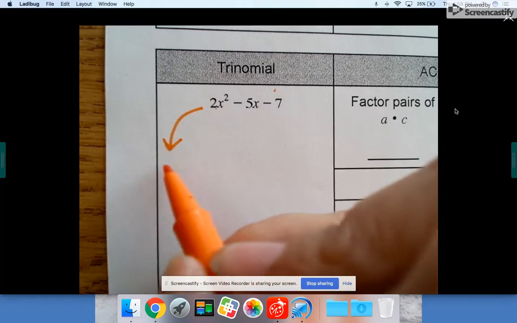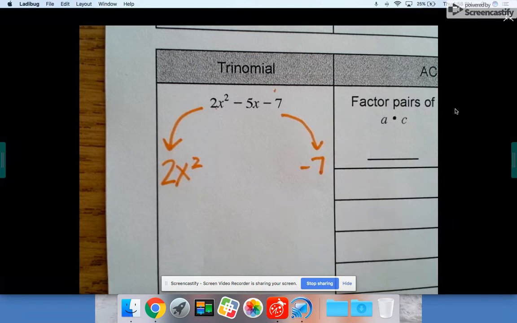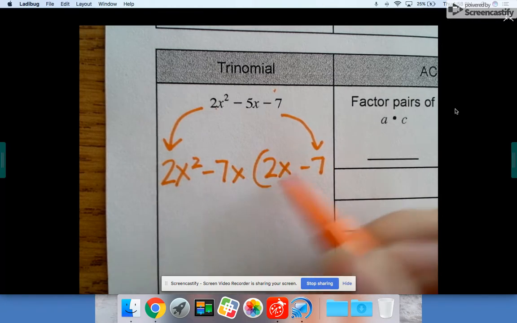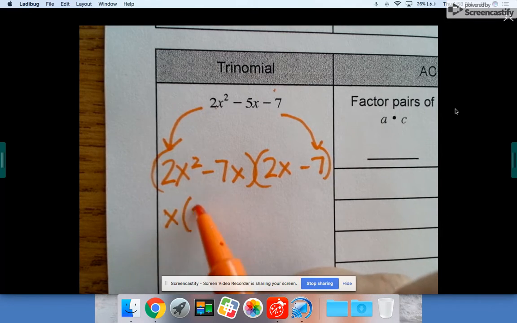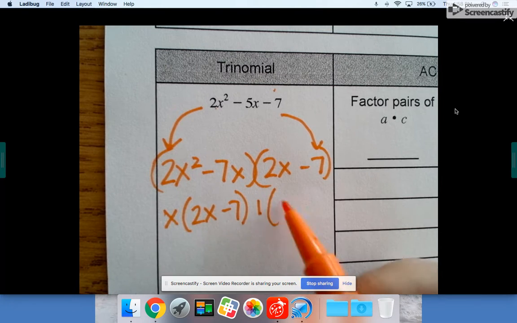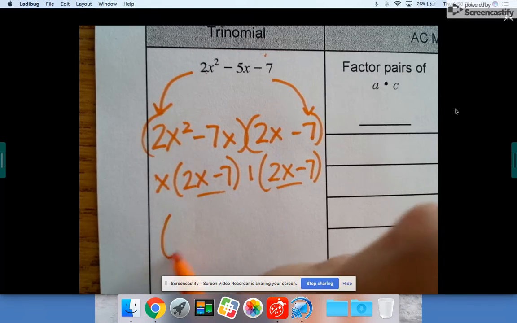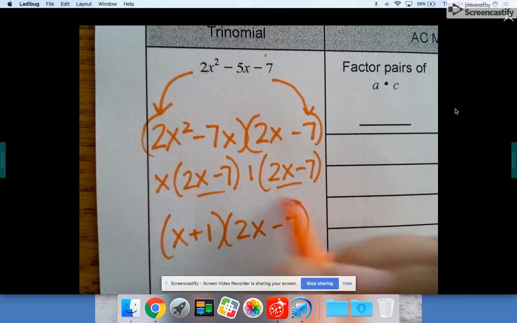Bring down, there's the bell, bring down 2x squared and -7. Bring down our -7x and our +2x. Group them, pull out the greatest common factor. There's a 1 is the only thing you can do there. And then you're left with x plus 1 and 2x minus 7.